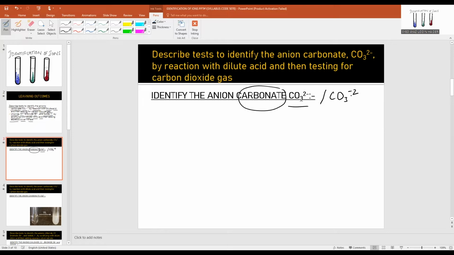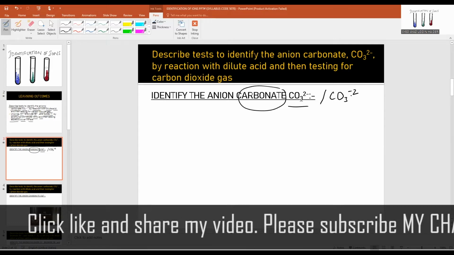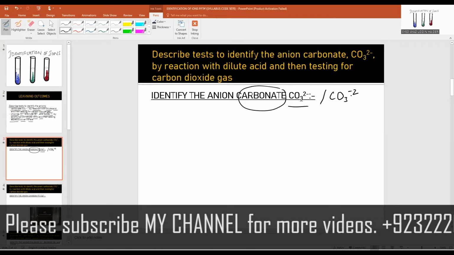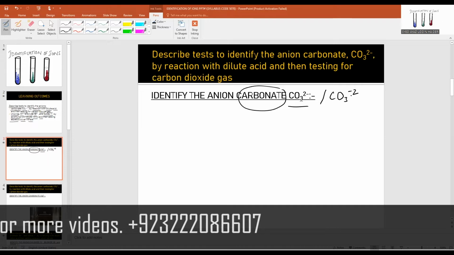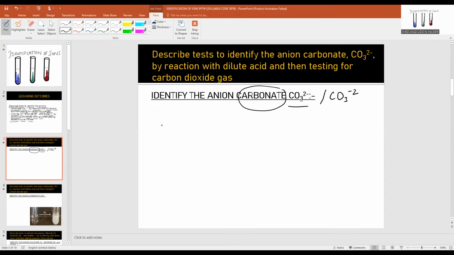We will see effervescence or fizzing. These are bubbles of carbon dioxide gas. Then we'll pass this gas through lime water. Lime water turns milky. So let me write: sample solution plus dilute hydrochloric acid.